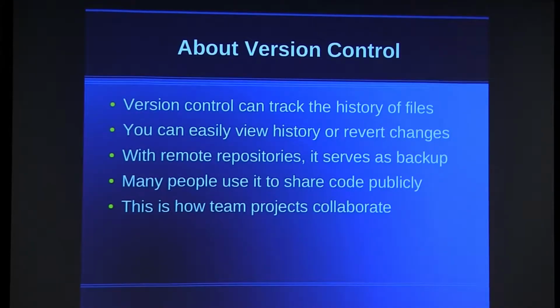Version control tracks the history of the files. So what you might be doing now if you don't use version control is making a copy of your homework1.c file, homework1.back, homework1.backup2, homework1.backup3, and so on and so forth. And this provides a bit more of a methodical and structured way to go about doing these things. You can easily view the history or revert changes that you've made at any point in time.